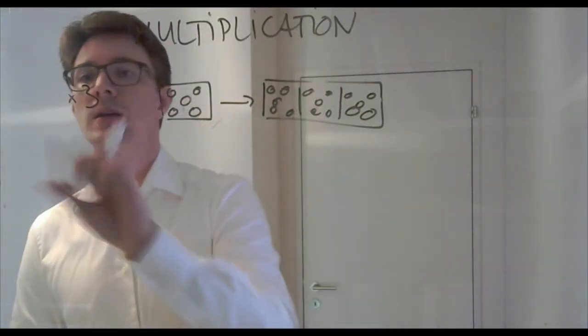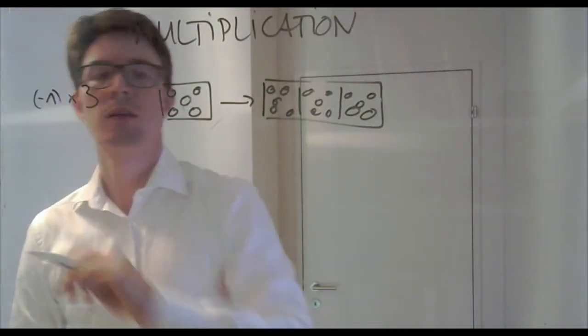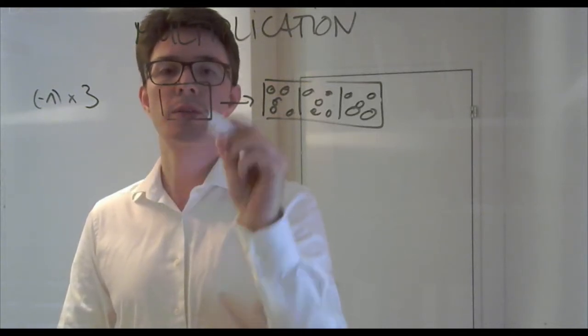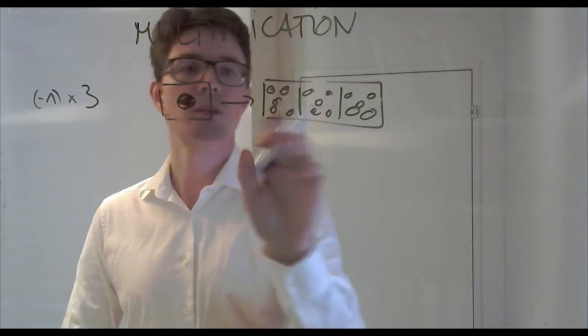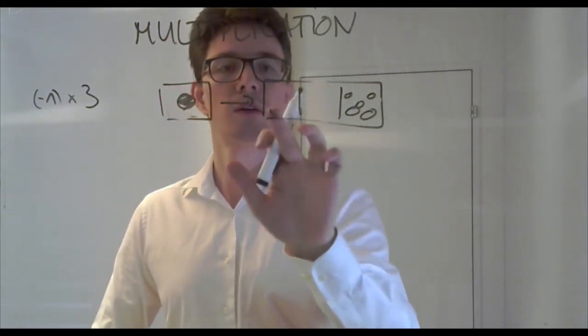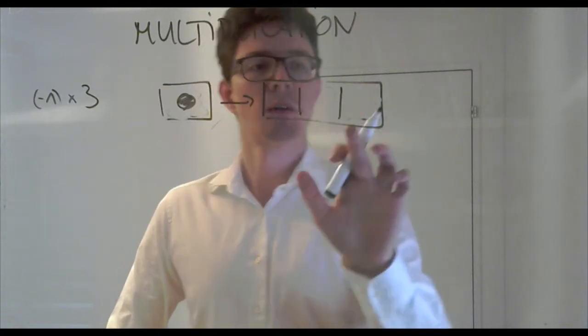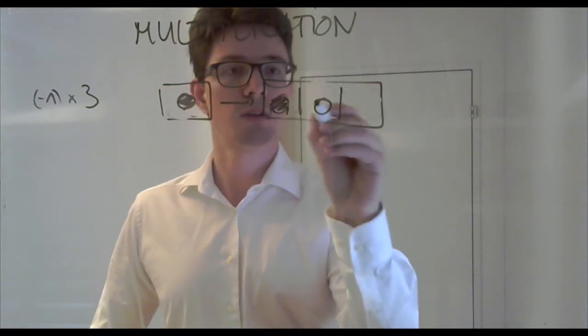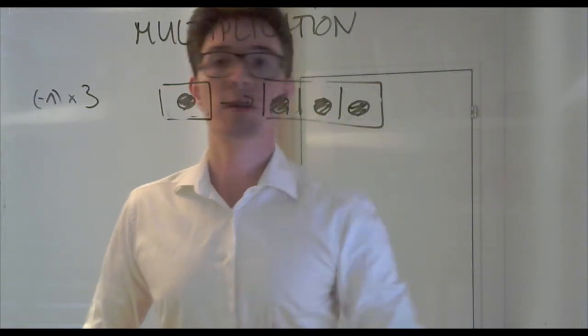What is -1 times 3? That is, we insert a single anti-dot. We just copy what's in there. We could make an anti-dot, another anti-dot, another anti-dot, -3.